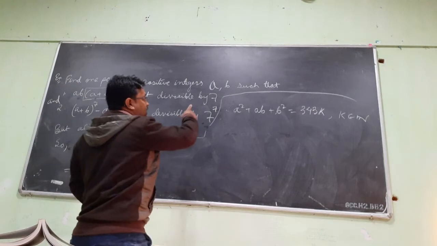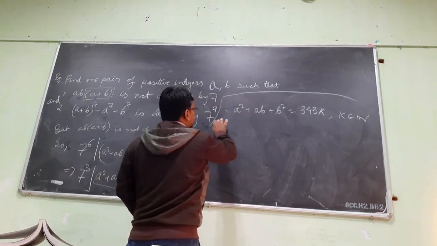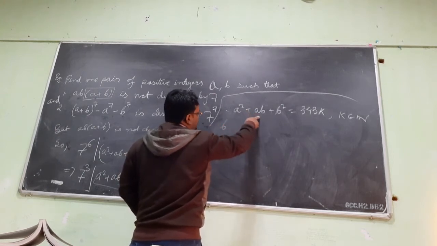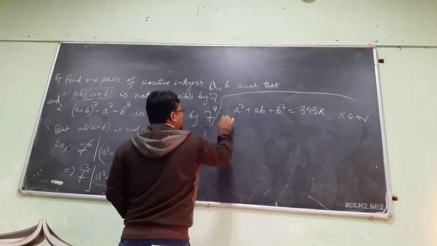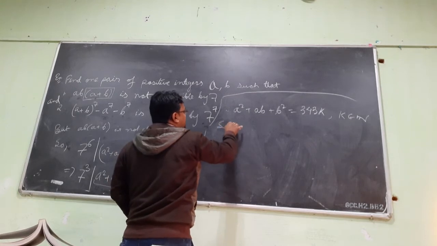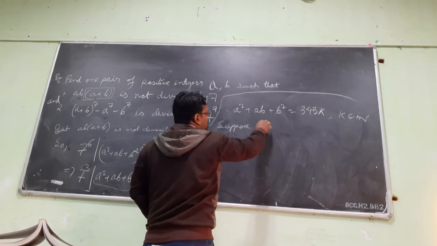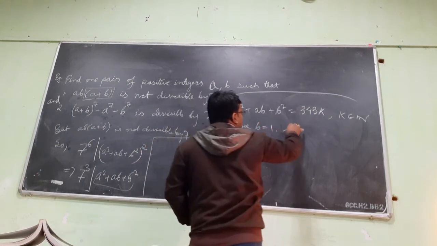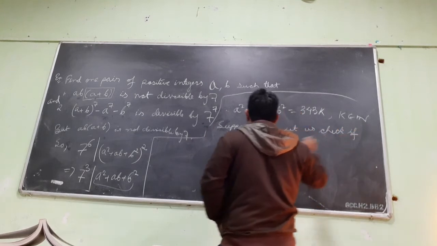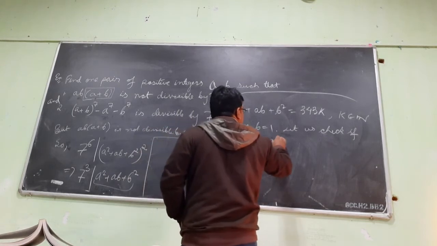Now a, b are positive integers. Let us use a trial and error method. Start with an easy value of b. The minimum value of b is 1, so suppose that b is 1. Let us see whether there are any solutions or not.